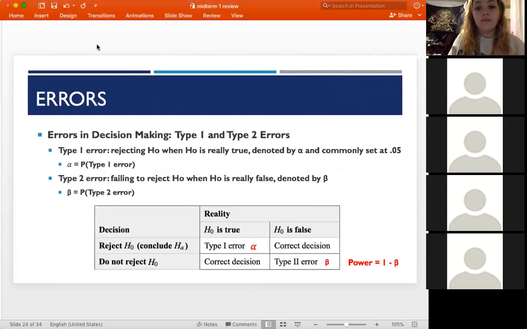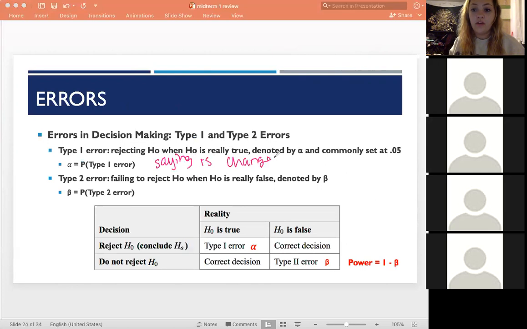Okay, errors. We all make mistakes. We're only human. Inspirational. But so we have our type 1 and type 2 errors. These are things that we get in statistics depending on mistakes that we make. So a type 1 error is rejecting the null when the null is true. So this is saying that there is a change when there's not, when there's no change. So that's a type 1 error.